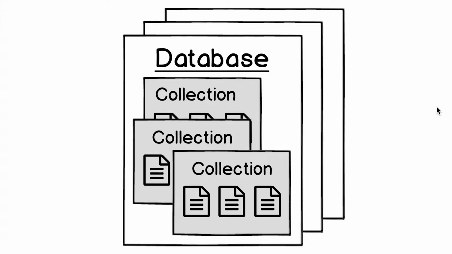Let's now talk about MongoDB structure. Each MongoDB installation consists of databases. There are default databases that are created after each installation of MongoDB, and they are called, for example, admin and local. Each database consists of collections, and each collection consists of documents.